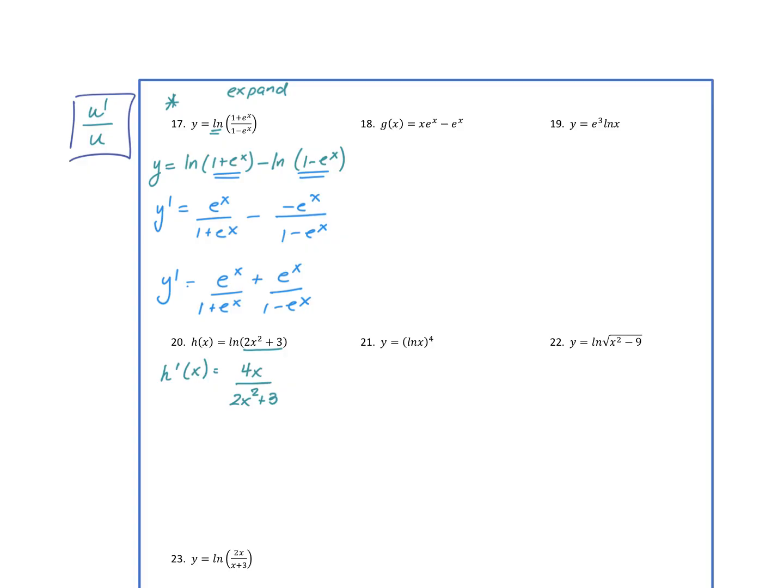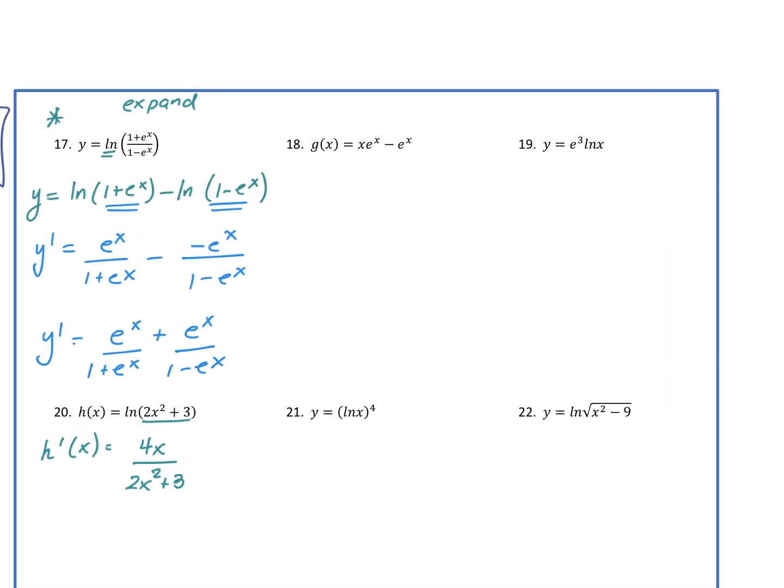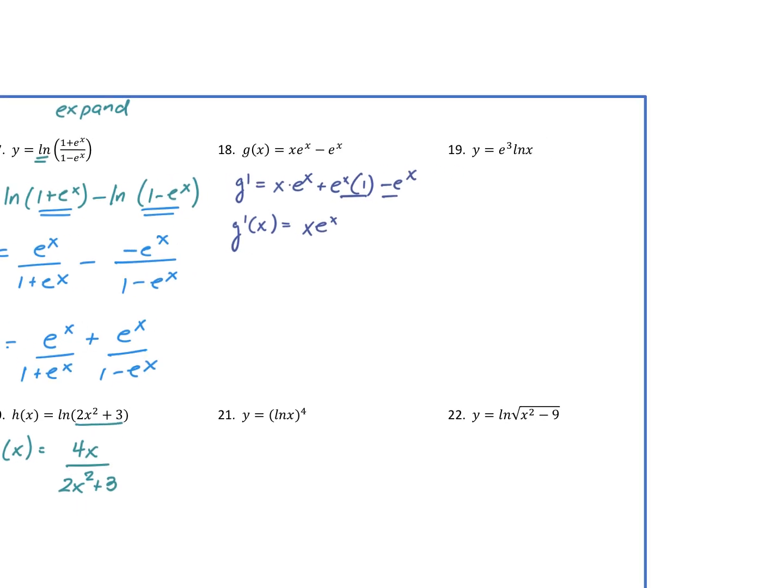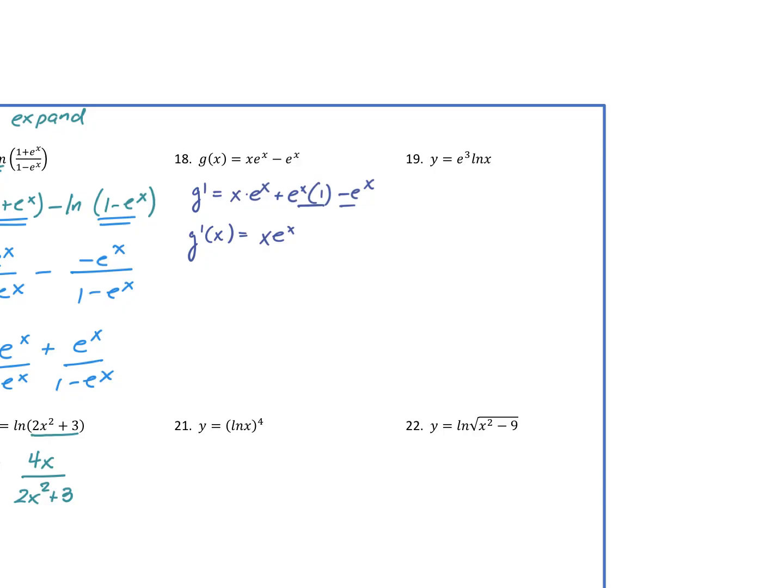Okay, number 18 is a product rule. So we have the first times the derivative of the second plus the second times the derivative of the first, minus e to the x, g prime of x. These would cancel. I get x e to the x for that one. This one's tricky. E cubed is a constant. If it was just this, I've seen this on the AP exam, and you derived it, you just get 0, because it is a constant.